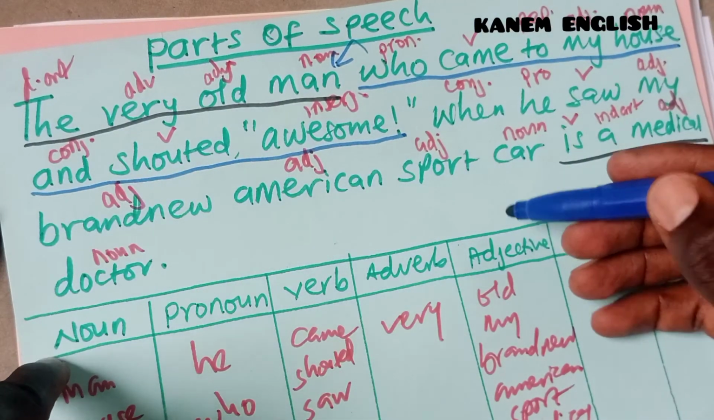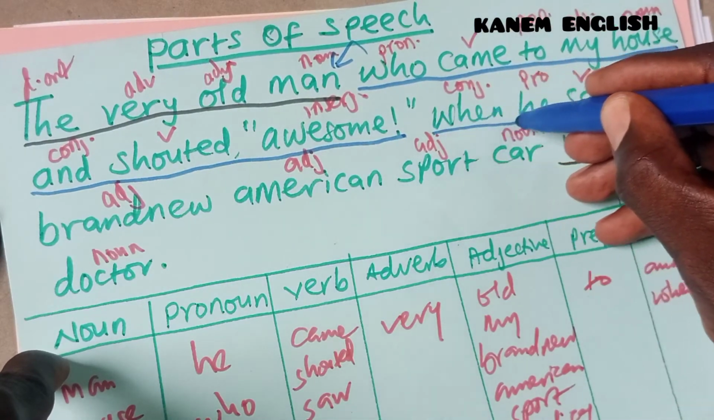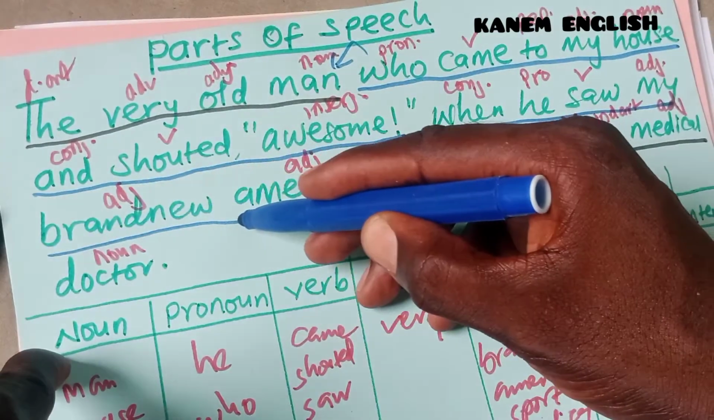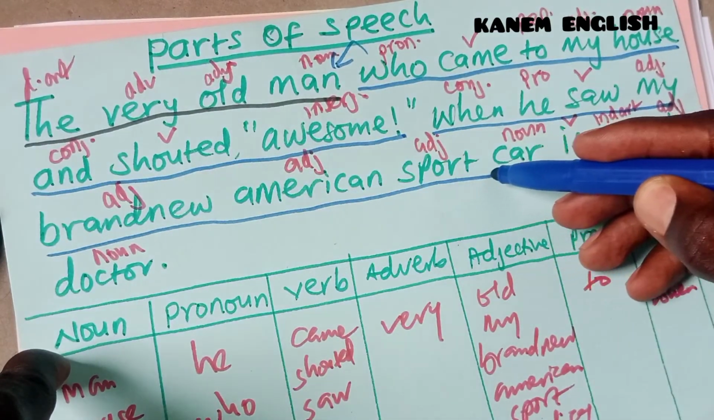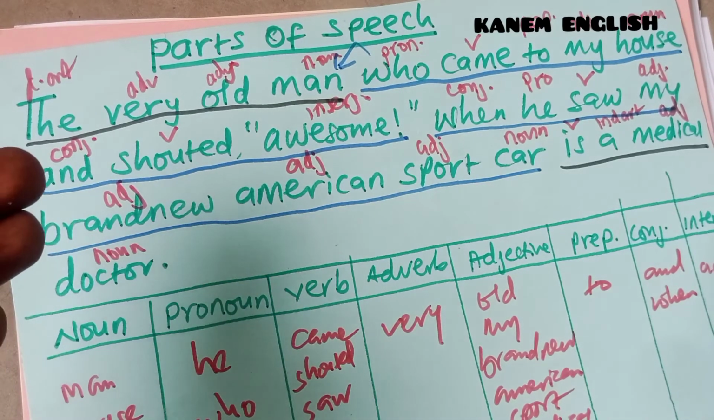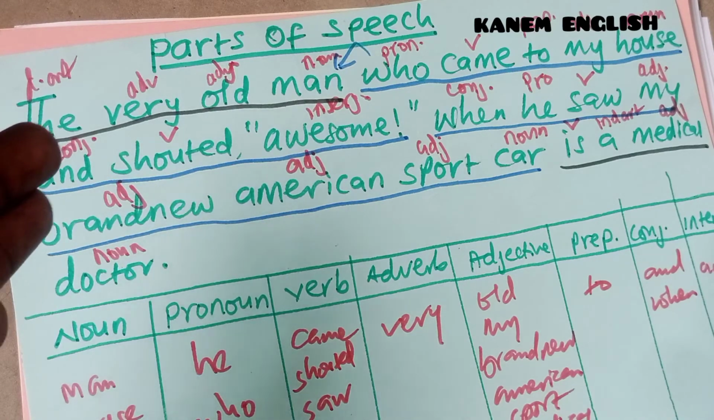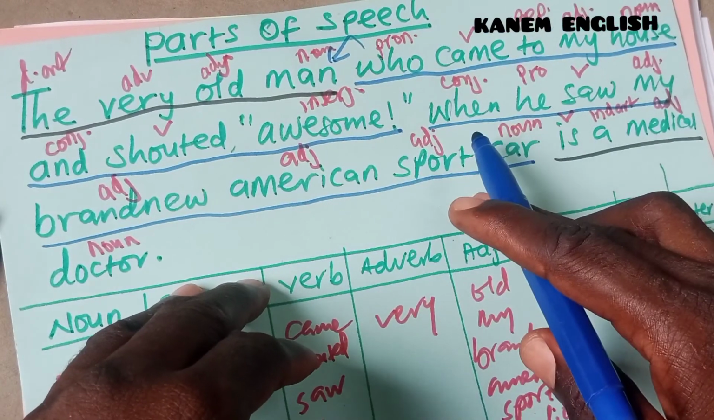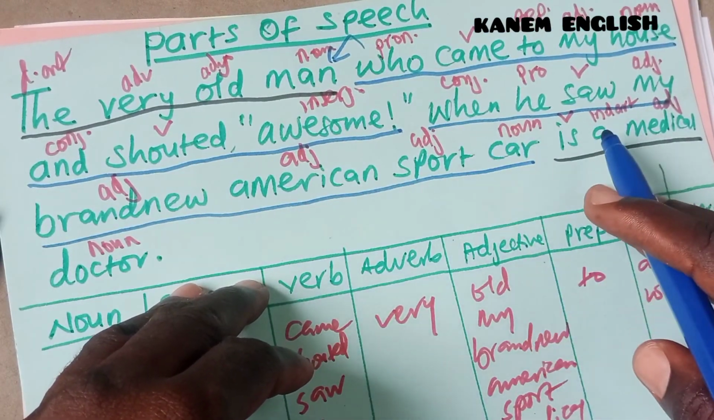Then the second dependent clause we have is when he saw my brand new American sport car. This dependent clause is an adverbial clause of time, because by the time he saw my American sport car, that means by that time he shouted. The man shouted when he saw that car. So that is when. So this one is an adverbial clause of time.